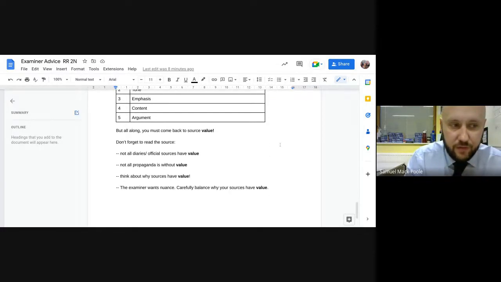Don't forget to read the source. That's important. Okay, don't just panic and skim read. Read it deeply, highlight, annotate. Okay, and don't forget that not all diaries and official sources have tremendous value. Not all propaganda is without value. Think about why sources have value. Okay, really think about that. Why is this valuable to a historian?